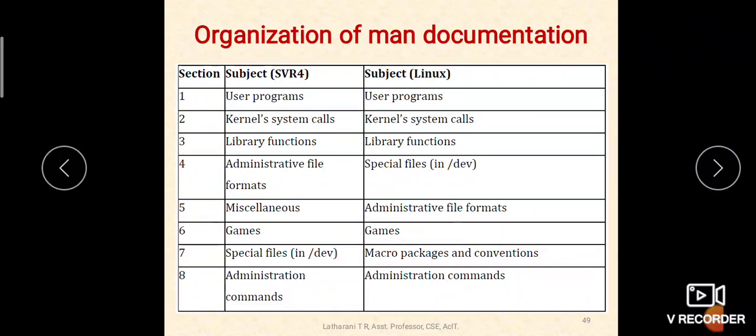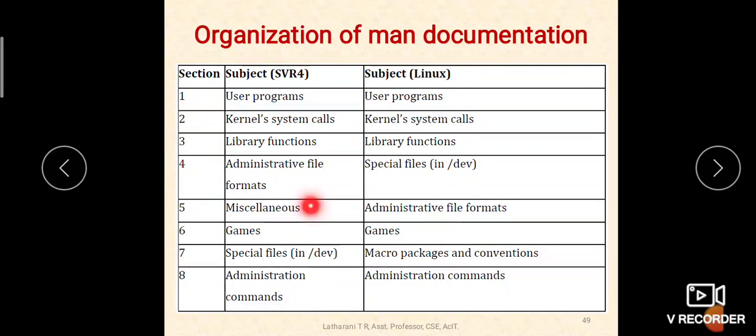Then section 2 is also the same: kernel's system calls are present in both of them. In the third section, library functions. In the fourth section, there is a difference. In System V, the fourth section has administrative file formats. In Linux, special files are present, that is in /dev. /dev means the device folder. We'll discuss this in the next discussions.